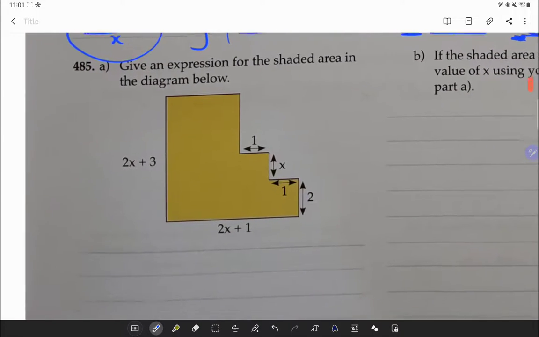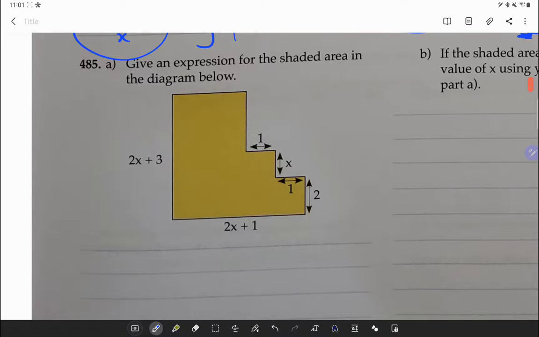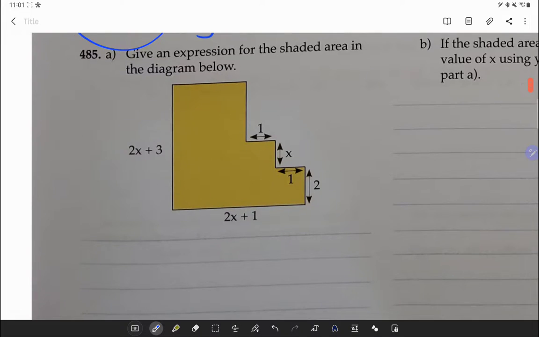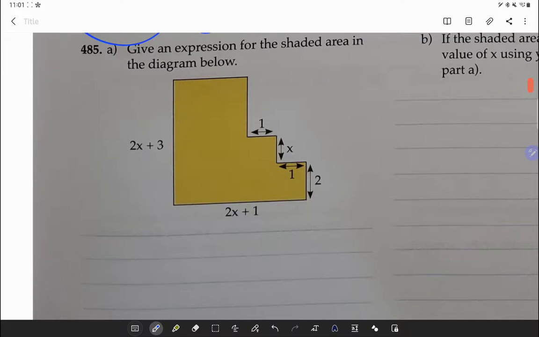Moving down this way. Give an expression for the shaded area in the diagram below. Okay, cool. Here's the diagram. If you have to work with a shape like that and you have to work out the area, we do have to cut it up. And you can cut it up in many ways, right? You have to cut it.